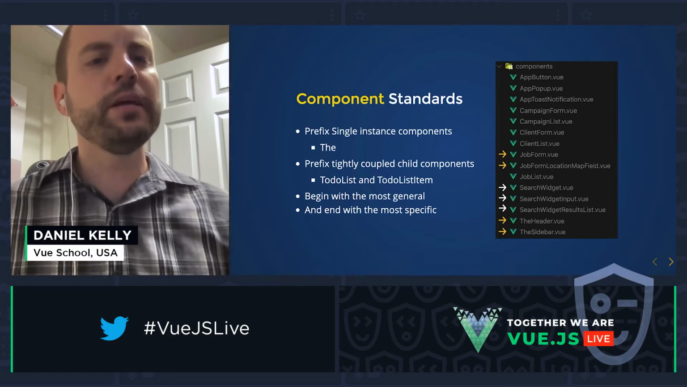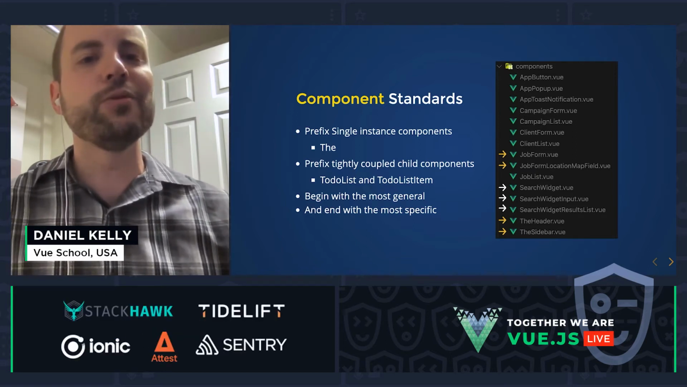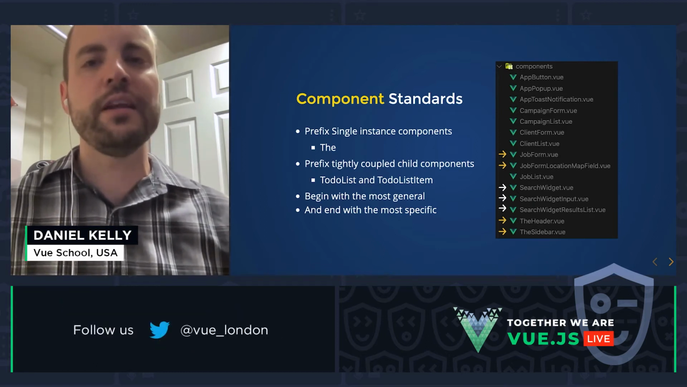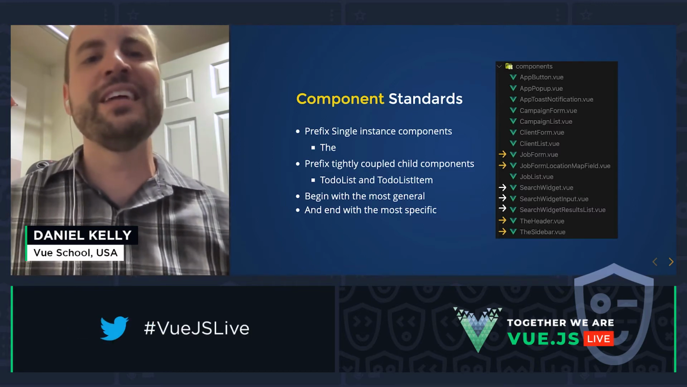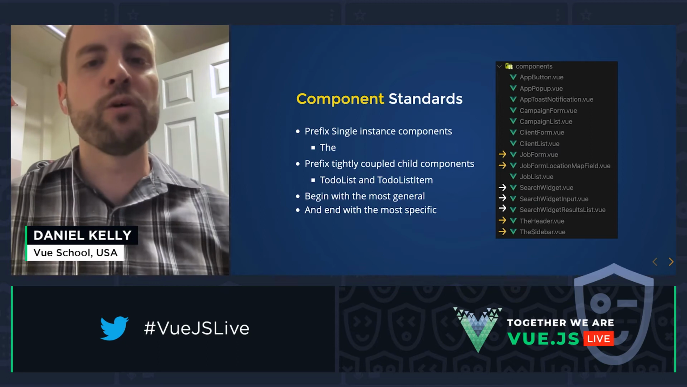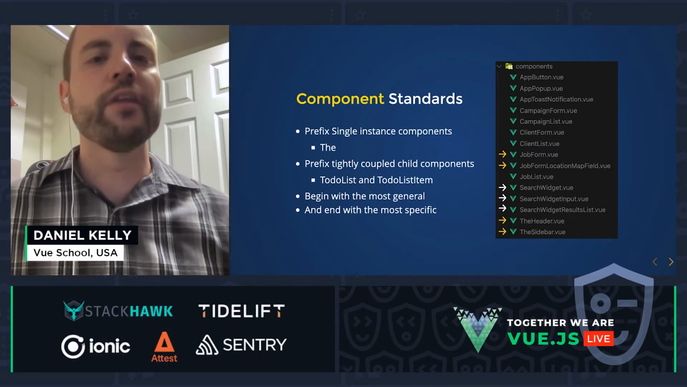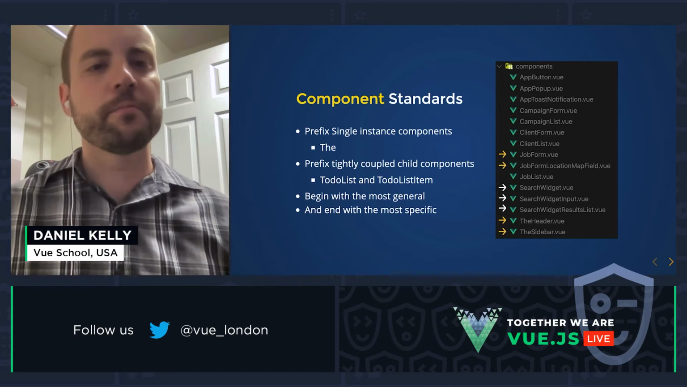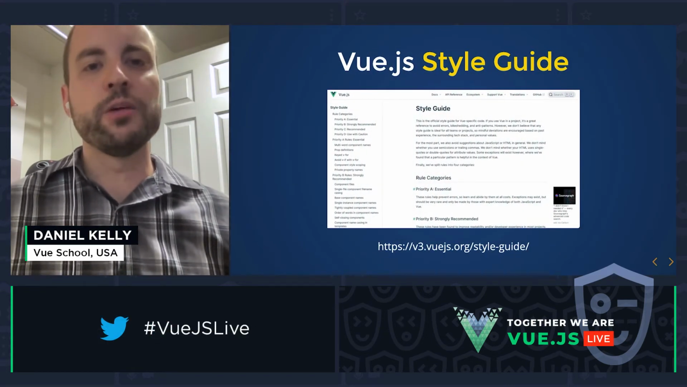And then lastly, begin with the most general term within your component and end with the most specific. This just groups things together once again, and when you're searching for them in your IDE's quick find or whatever, you can kind of see everything grouped together in one fell search. So for instance, you've got the search widget, you've got the search widget input, and lastly, the search widget results list.